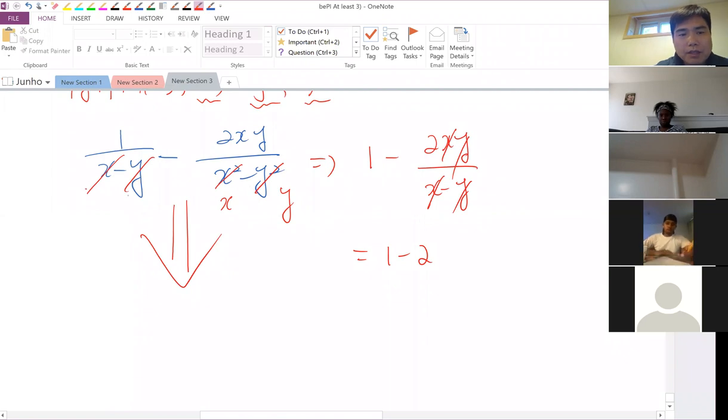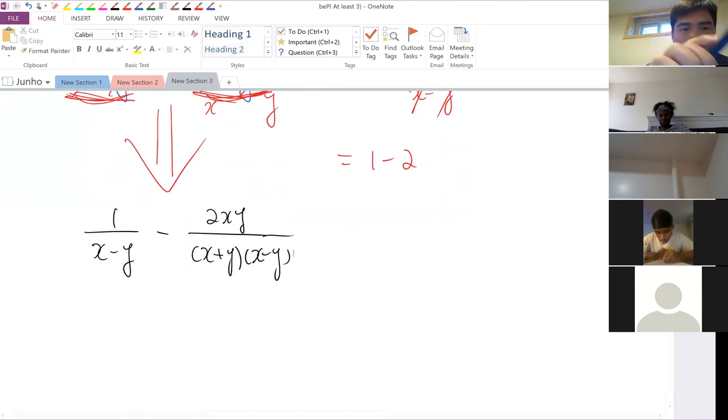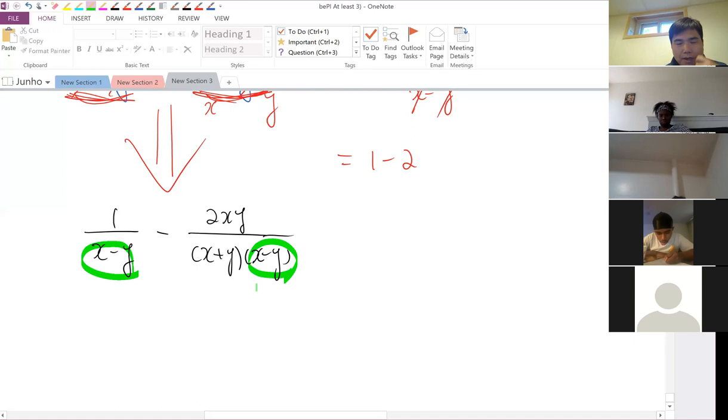Yeah, so because of the denominator value of binomial, whenever you see binomial, what do you do? Whenever we see binomial, then we factor it, okay? So this becomes 1 over x minus y minus 2xy over x plus y and x minus y, just like Mamadou mentioned. Then what is the common denominator? X plus y times x minus y. On Monday we talked about this: we highlight the common factor, and then we multiply the leftover factor. Nothing is left on this fraction, but on this one we have x plus y left over. So you multiply this one to here and here.